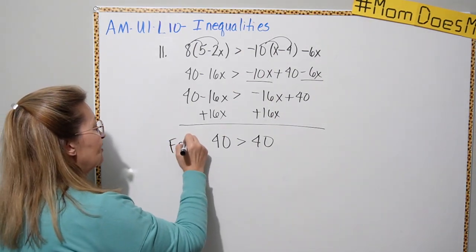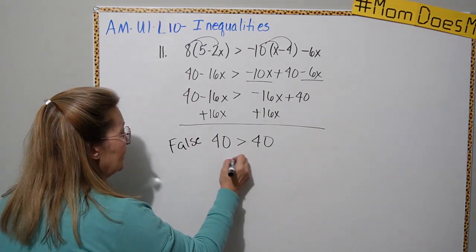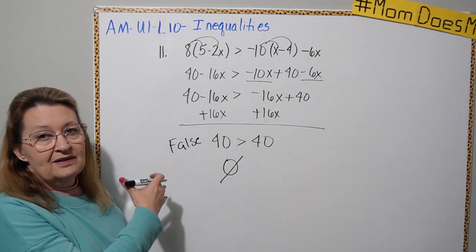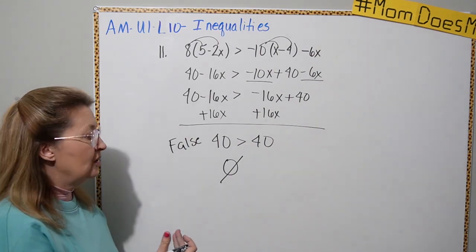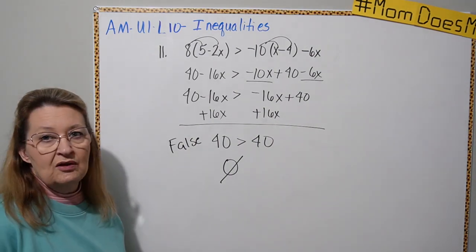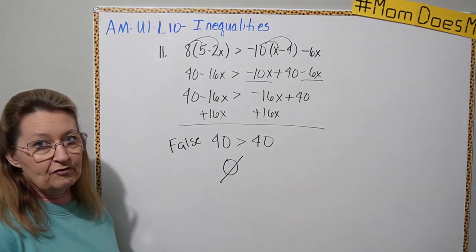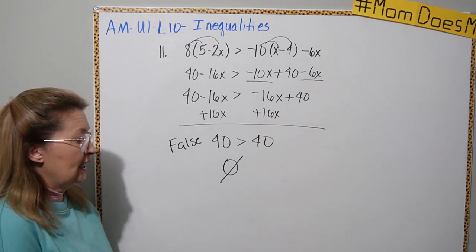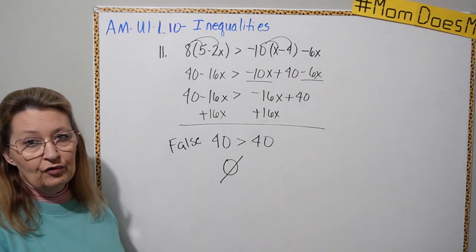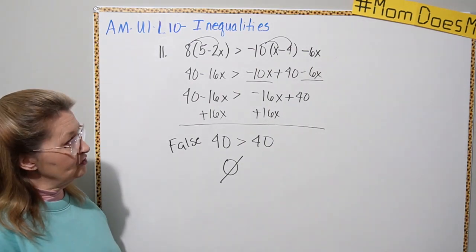So when your statement is false, that means you have the empty set. There is nothing that will go into this inequality and make it true. So it's just the empty set. You have no set notation because there's no set. You have no graph because there's no numbers that work. And you have no interval notation because there's no interval to notate. So let's move on.